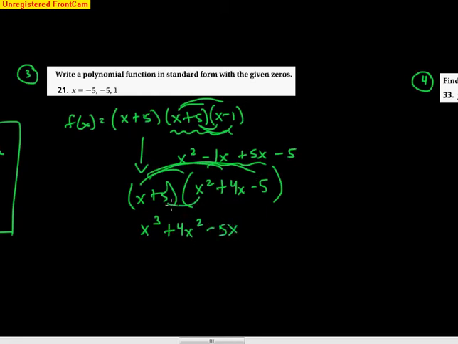And we do the same thing with the bottom. 5 goes to everything. 5 times x squared is 5x squared. 5 times 4x is 20x. 5 times negative 5 is negative 25. And now any like terms?